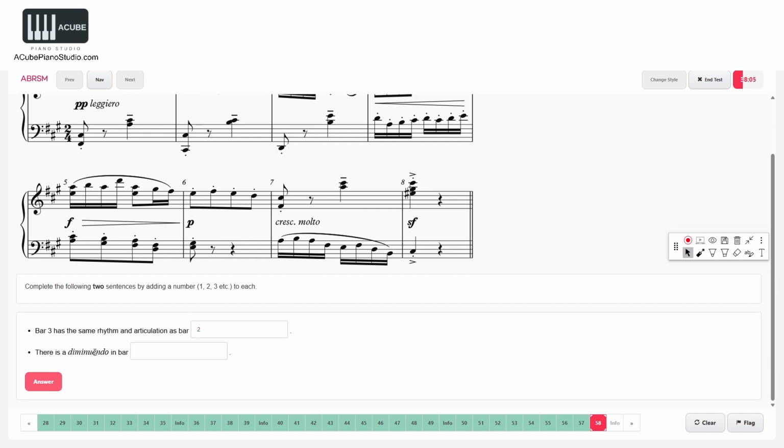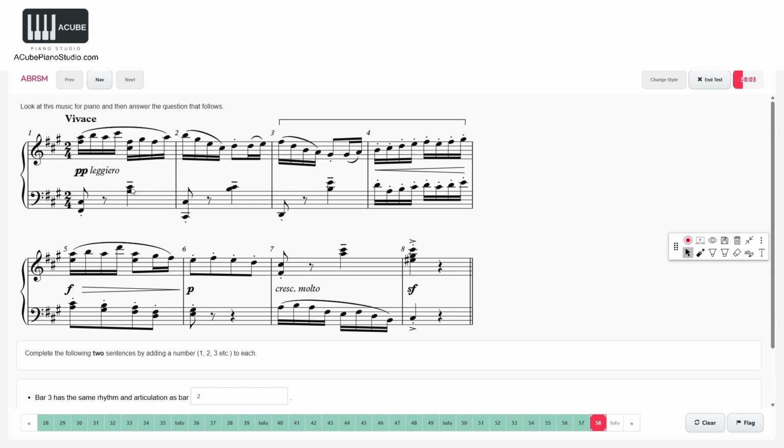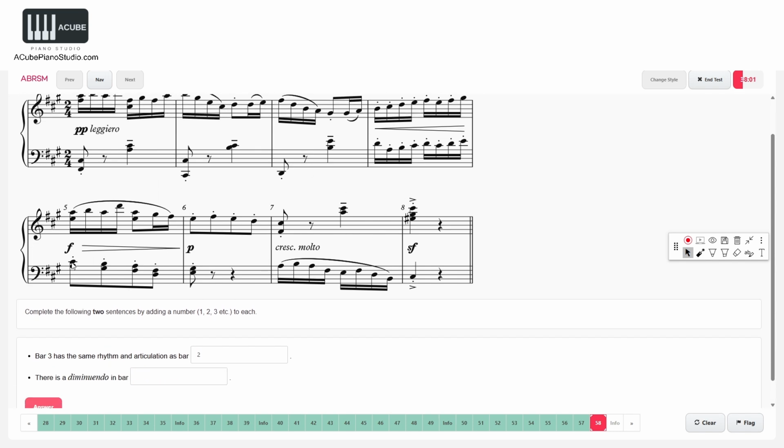Next, there's a diminuendo. Diminuendo means getting softer. They didn't have the dim anywhere, but here it's a diminuendo. That means it's gradually getting softer or quieter. So it's bar 5.